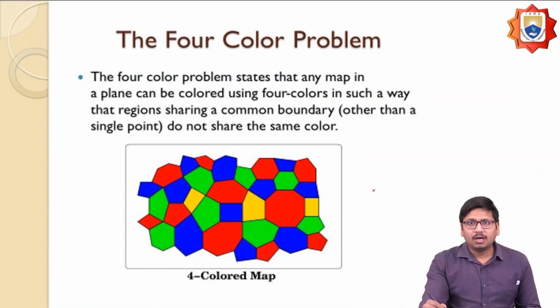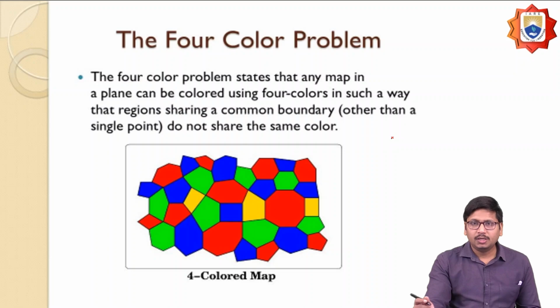So this should be the four color problem. It says that any map in a plane can be colored using four colors in such a way that regions which share a common boundary do not share the same color. So whatever the graph is, at most four colors can be applied, such that no two nodes or points share the same color.